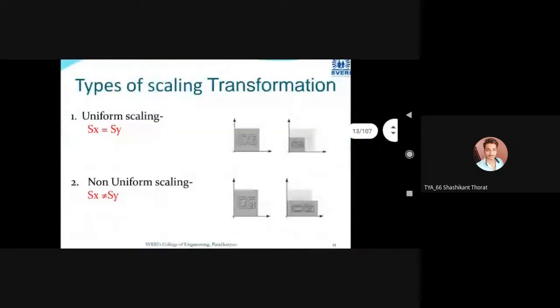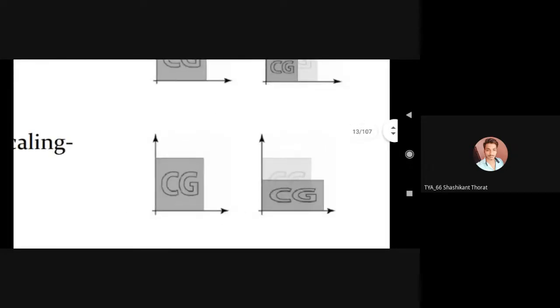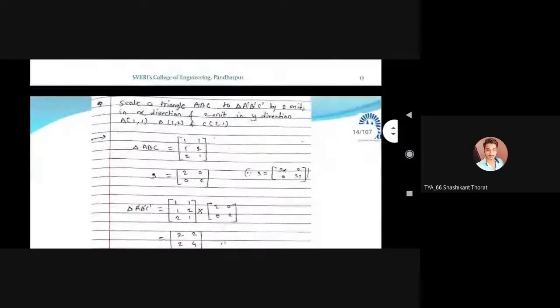Now, types of scaling: there are basically two types, uniform scaling and non-uniform scaling. Some MCQs may be asked on this. Uniform scaling is where Sx and Sy, the distance in x direction and distance in y direction, are the same. In non-uniform scaling, the distances are different. You will see here in this diagram, this is uniform and this is non-uniform because Sy is not equal to Sx.